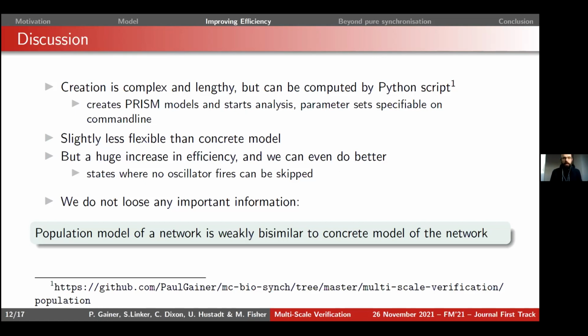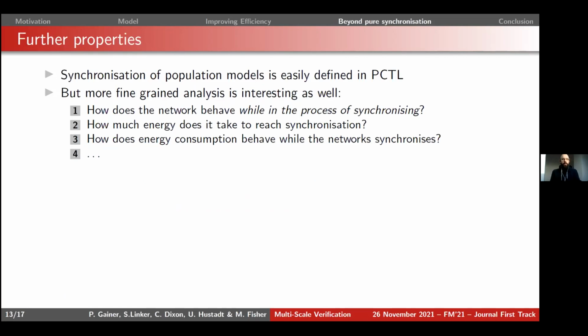Okay, so if we're going to more things than just purely synchronizing, it is really easy to define synchronization, but there are more interesting properties like how does the network behave during the process of synchronizing? So is there some kind of level of synchronization?